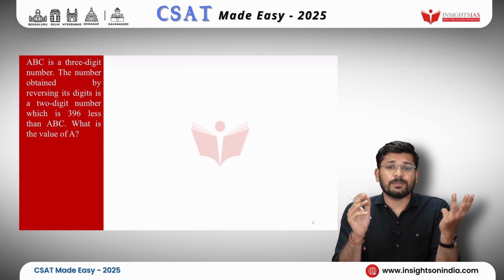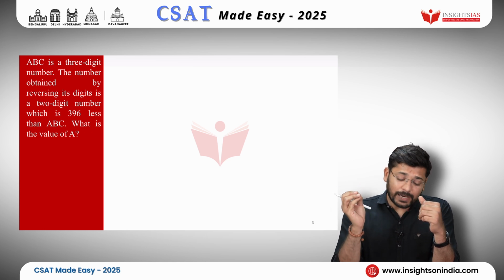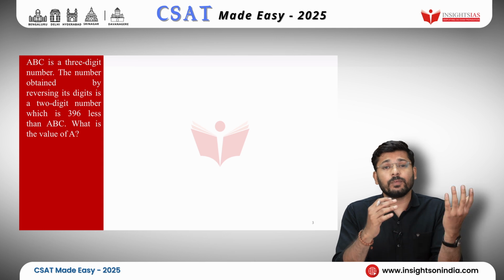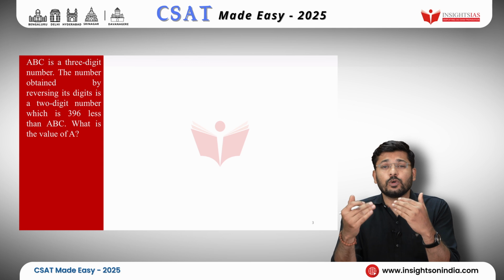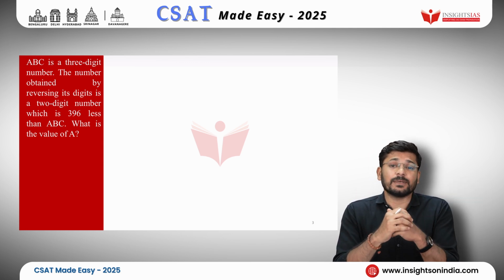If you reverse a 3-digit number, you should get a 3-digit number. However, they are telling us that the number obtained by reversing its digits is a 2-digit number. How can it be a 2-digit number? If you reverse a 3-digit number, you should get another 3-digit number. So how can you get a 2-digit number by reversing the digits of a 3-digit number?